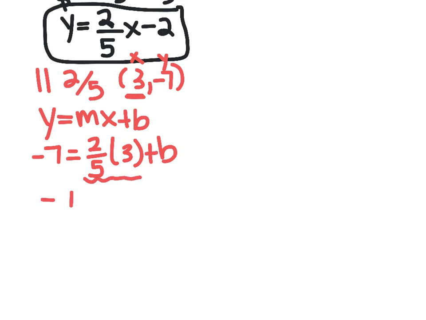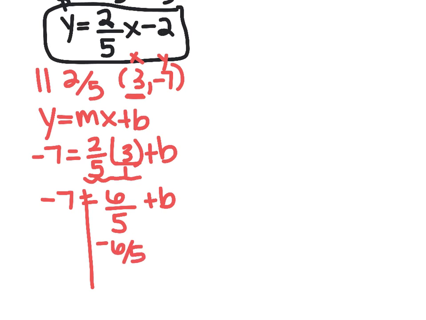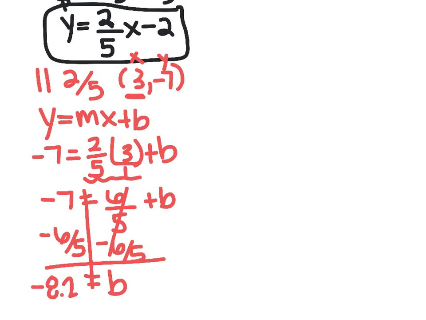We'll get negative 7 equals, multiply across the top, 2 times 3 is 6. 5 times 1 is 5. Okay, and then we're going to subtract the 6 over 5 from both sides. Again, we're going to use our calculator and get a decimal. That's fine when you go to graph a y-intercept as a decimal. That's easier than a fraction. So negative 7 minus 6 divided by 5 in the calculator, you will get negative 8.2.